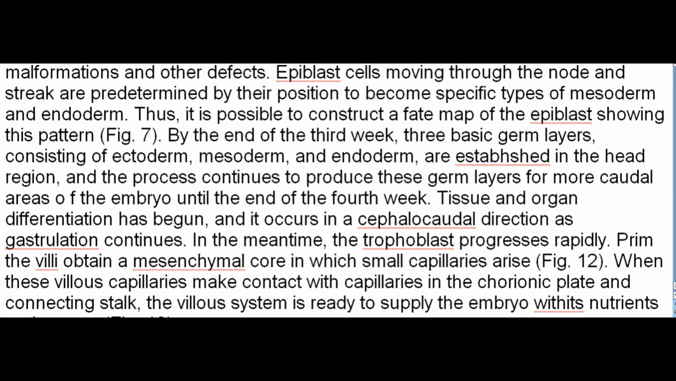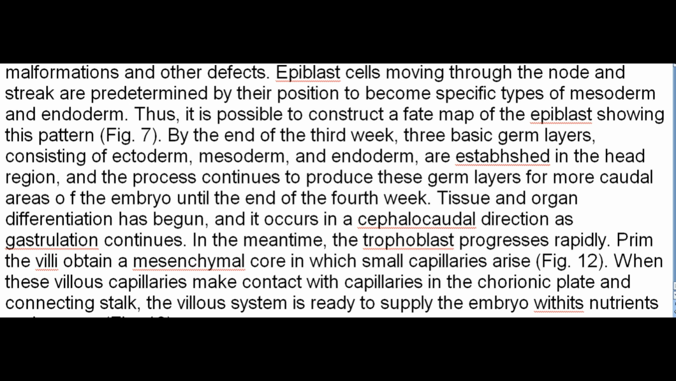Epiblast cells moving through the node and streak are predetermined by their position to become specific types of mesoderm and endoderm. Thus, it is possible to construct a fate map of the epiblast showing this pattern, Fig. 7. By the end of the third week, three basic germ layers, consisting of ectoderm, mesoderm, and endoderm, are established in the head region, and the process continues to produce these germ layers for more caudal areas of the embryo until the end of the 4th week. Tissue and organ differentiation has begun, and it occurs in a cephalocaudal direction as gastrulation continues.